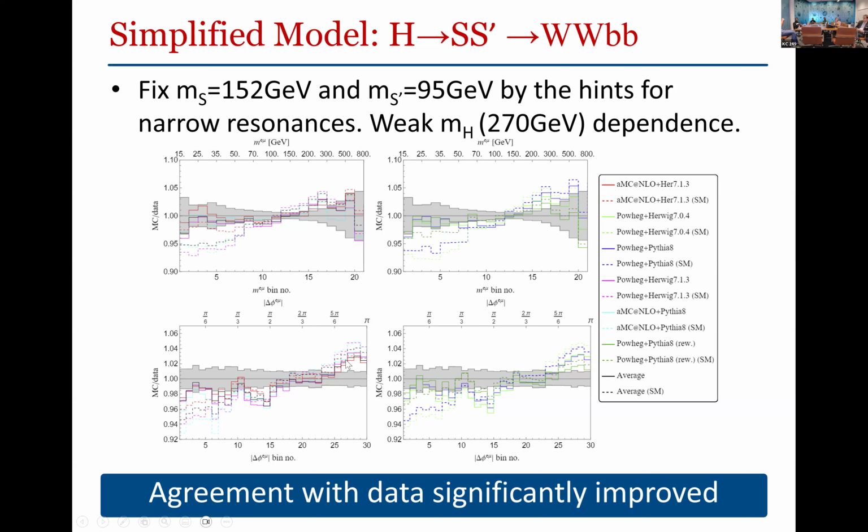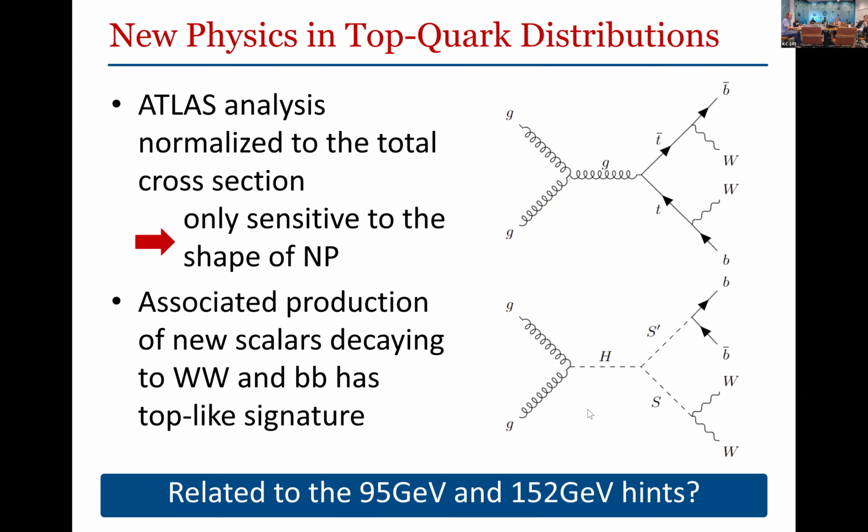But these are normalized distributions, so they're normalized to the total cross-section. This means if you put more events at lower masses and lower angles, you also explain the deficit at higher masses and higher angles. Here the dashed line is what ATLAS measured, and it's in quite poor agreement with the Standard Model. Now, if you add new physics, the solid lines, you do much better.